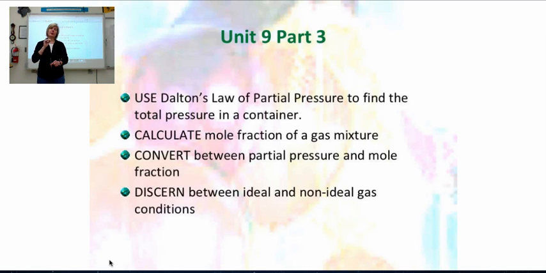In today's podcast, we're going to use Dalton's law of partial pressure to figure out the total pressure in a gas container that has more than one gas present. We're then going to use the moles of each gas present and the total moles present in the container to figure out the mole fraction of each gas. And we're going to look at the relationship between partial pressure and mole fraction.